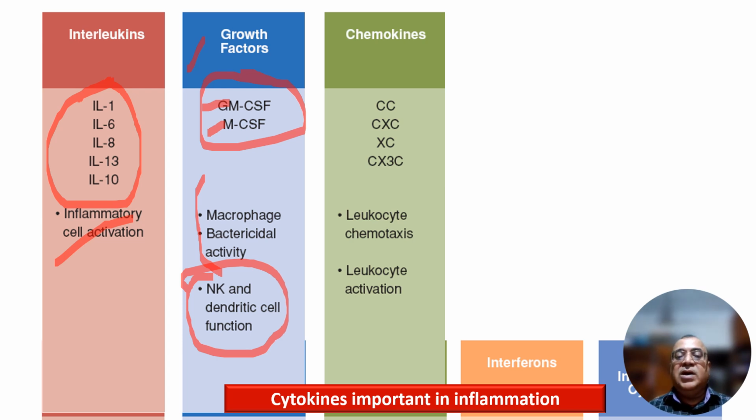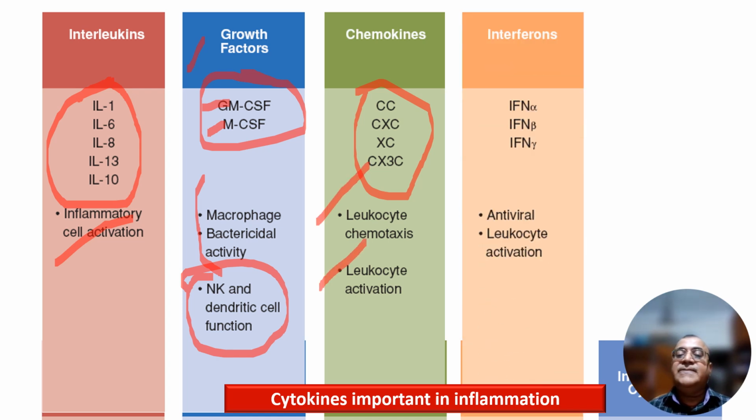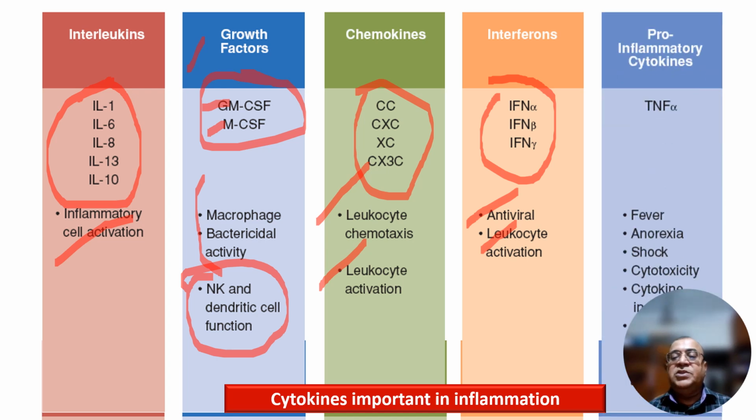Then various chemokines, the classification of these chemokines we are going to see later, and they are involved in chemotaxis of the leukocyte and activation of the leukocytes. Interferons have alpha, beta, and gamma groups, and they have antiviral activity. They are also implicated in leukocyte activation.